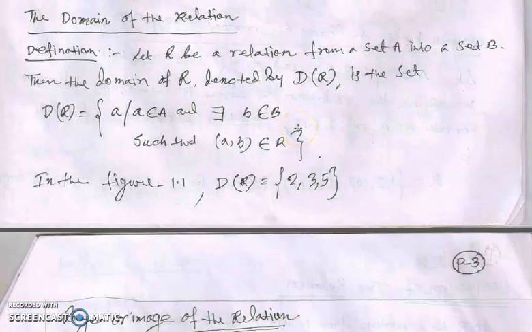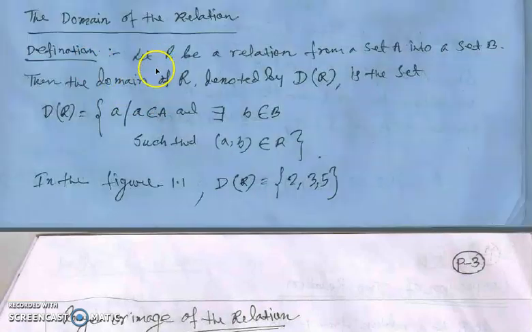So we start the second lecture, continuation of the previous lecture. Here we understand the domain of the relation. What is the meaning of the domain of the relation? You can see the definition is given on your screen.